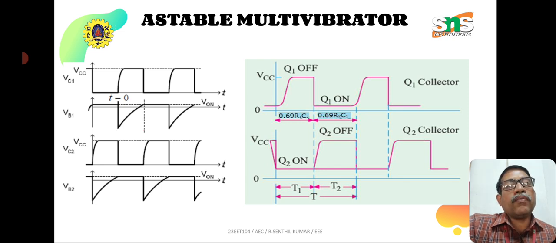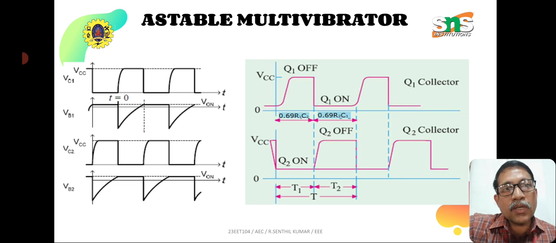Therefore, there may be two outputs. One is taken as the output at the collector point of transistor 1, and another is the output at the collector point of transistor 2. See here the upper waveform, Q1 is turned off as I discussed earlier. The first state, Q1 is turned off. In the upper waveform, the Q1 collector output is maximum, that is VCC, and when it is turned on, the voltage drops.